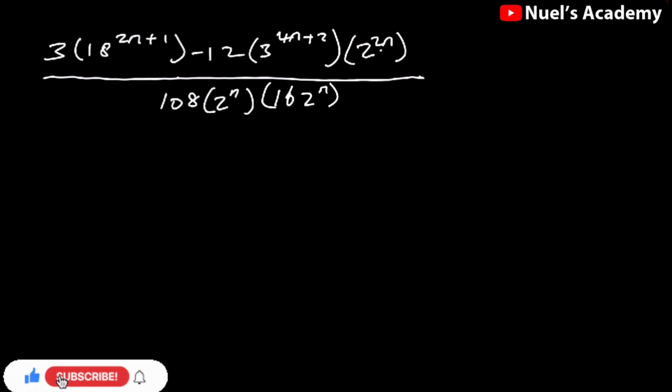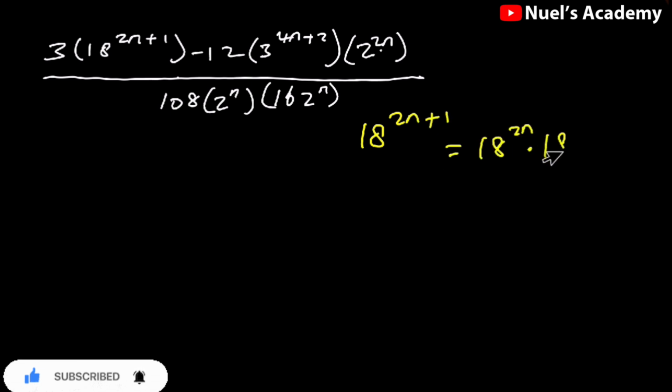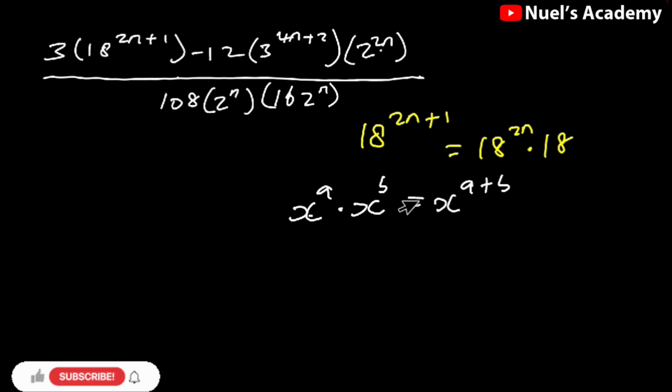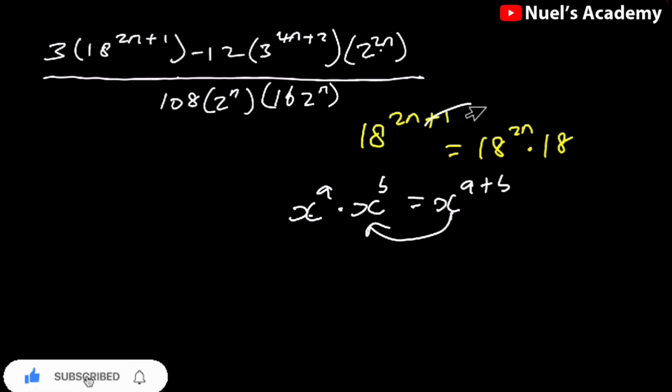So we are given 18 raised to the power 2n plus 1. Now this is equal to 18 raised to the power 2n multiplied by 18. This is because one of the laws of indices states that x raised to the power a multiplied by x raised to the power b is equal to x raised to the power a plus b. So since the bases are the same, we pick one of the bases and then add the exponents. This is what we did here, but we did it in reverse order. We went from this to this.